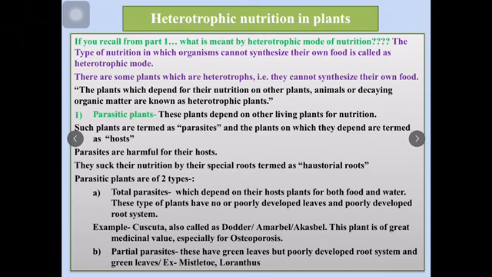Example, Cuscuta. Cuscuta is also called dodder or amarbel. This plant is of great medicinal value. Though it is a parasite for its host plant, for human beings it is a great source of medicine, especially in the disease called osteoporosis. Osteoporosis is a disease in which the bones become weak.